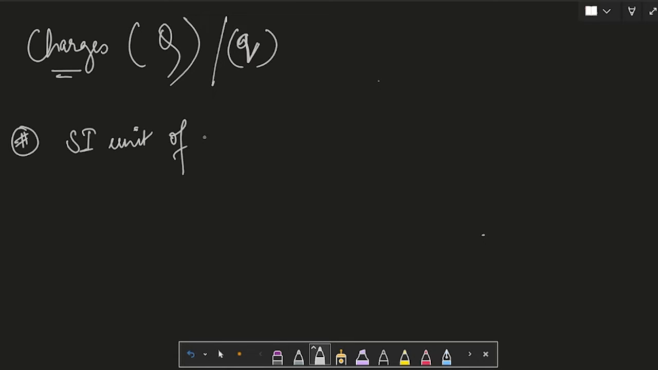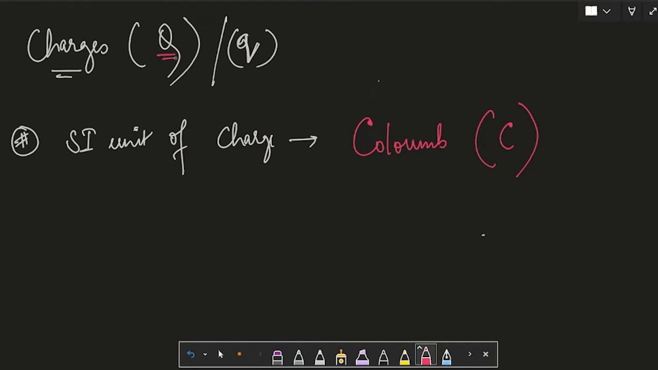SI unit of charge for you is going to be Coulomb. It is named after a scientist who gave the Coulomb's law. It is the last name of the scientist. I don't remember the first one. I should. And it is denoted by the capital C. So what you need to remember is that charges are denoted by Q or small q, and the SI unit of charge is Coulomb, and the denotation sign is capital C.